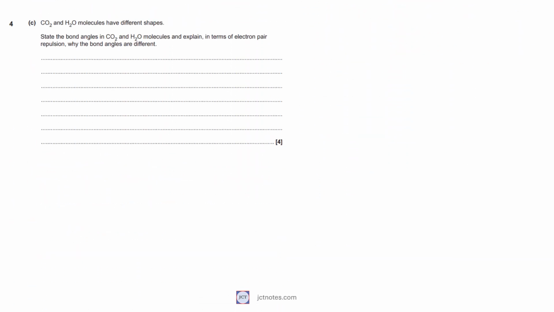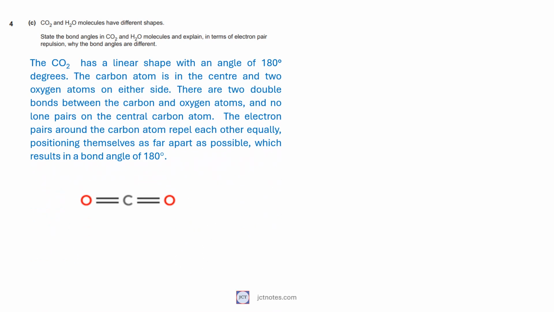In question 4c, we are asked for the bond angles of carbon dioxide and water, explaining in terms of electron pair repulsion why the bond angles are different. The carbon dioxide has a linear shape with an angle of 180 degrees. The carbon atom is in the center and 2 oxygen atoms on either side. There are 2 double bonds between the carbon and oxygen atoms, and no lone pairs on the central carbon atom. The electron pairs around the carbon atom repel each other equally, positioning themselves as far apart as possible, which results in a bond angle of 180 degrees.